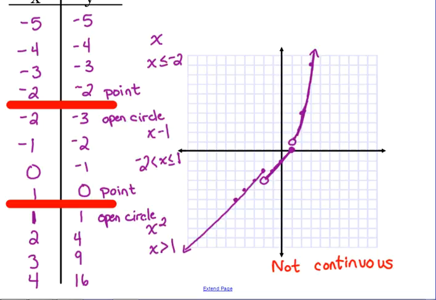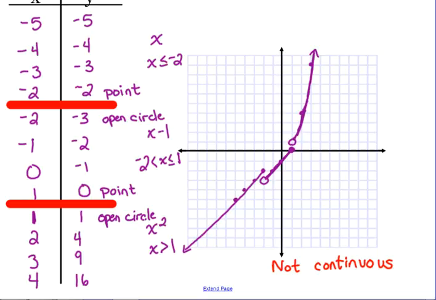Now, I haven't given you an example of a continuous one, so there's a blank space there on your paper. We're going to make a continuous piecewise function. Okay? So, any questions about what I've done so far? I'm good with this. Okay?